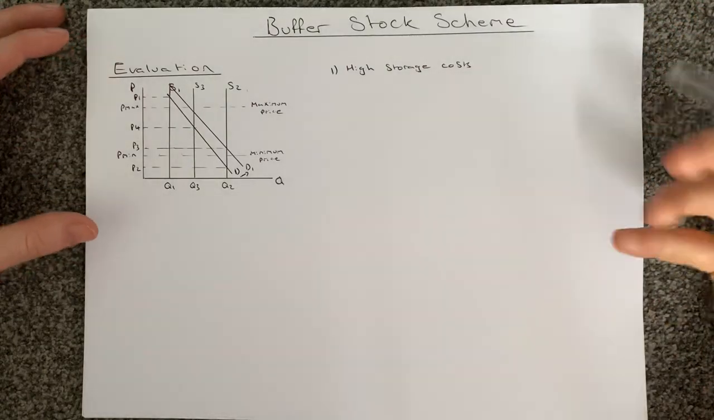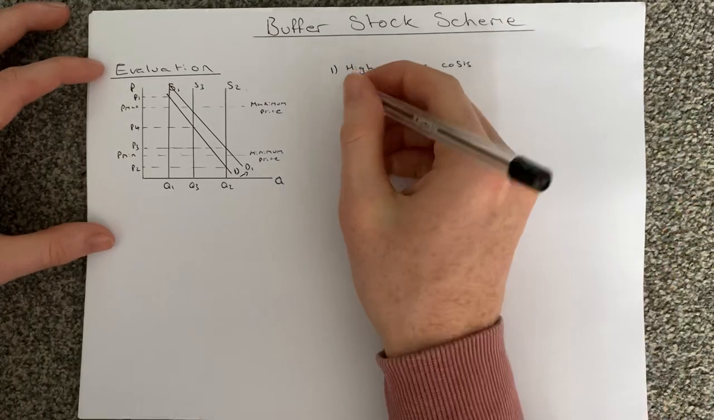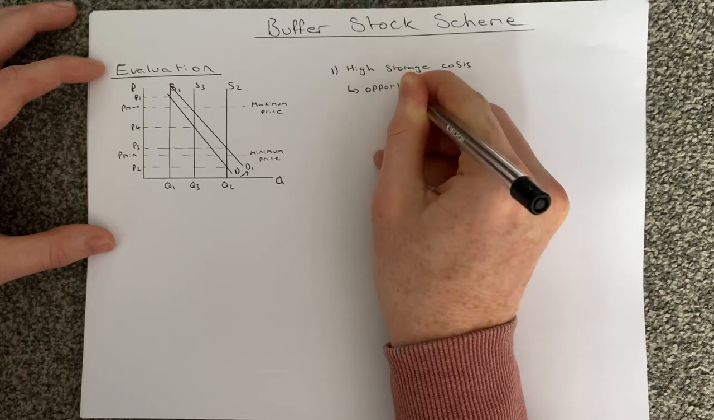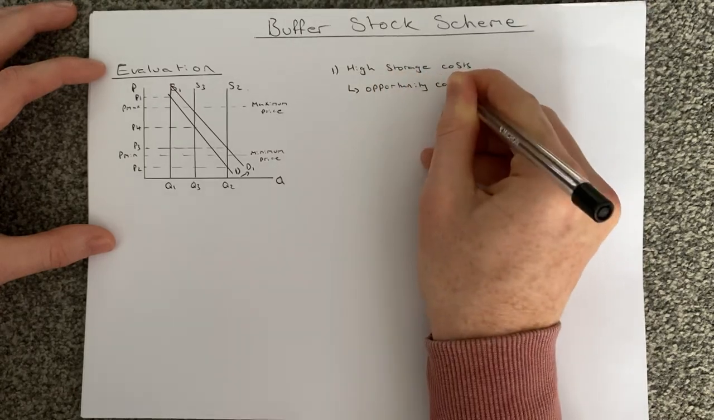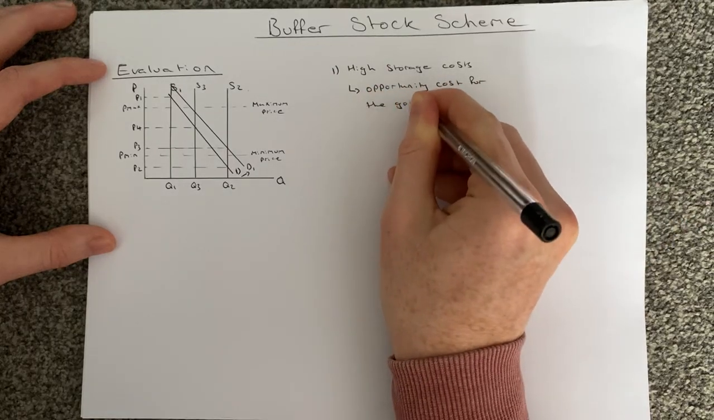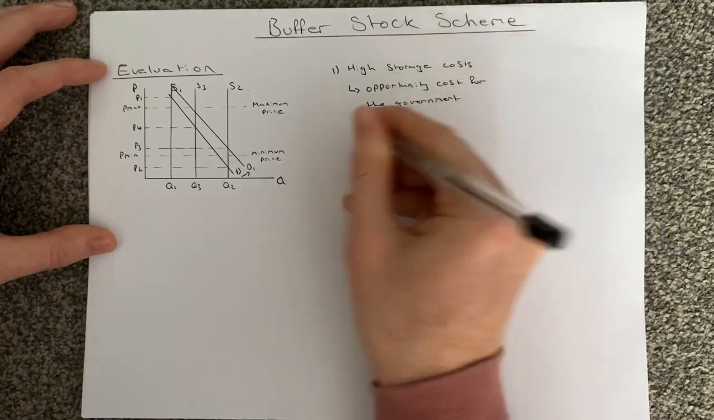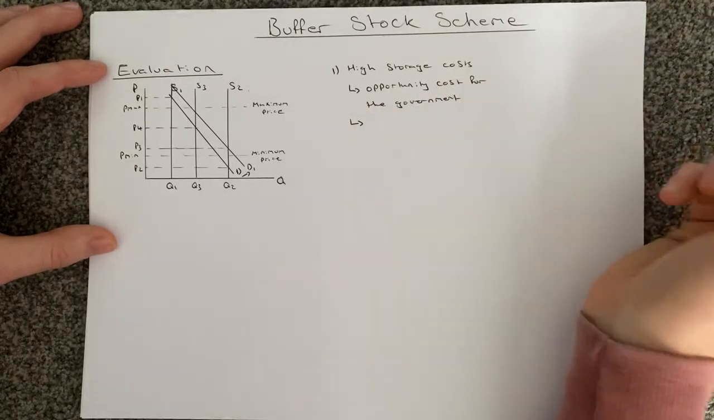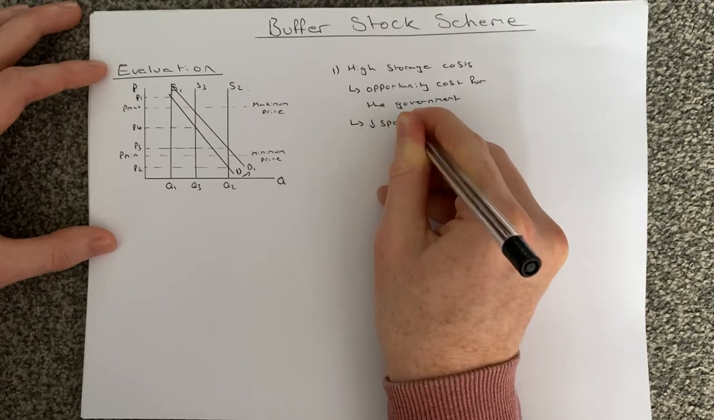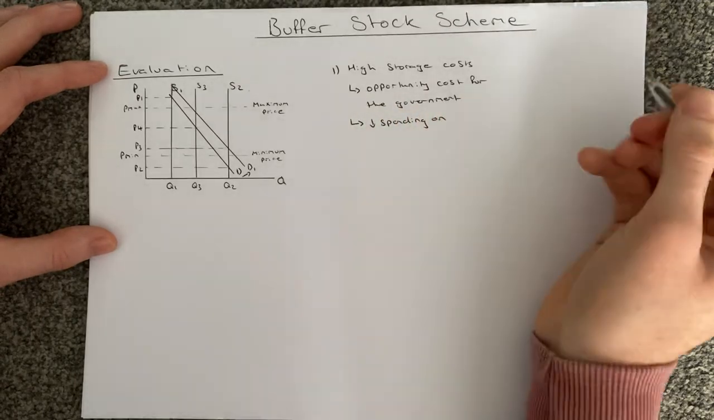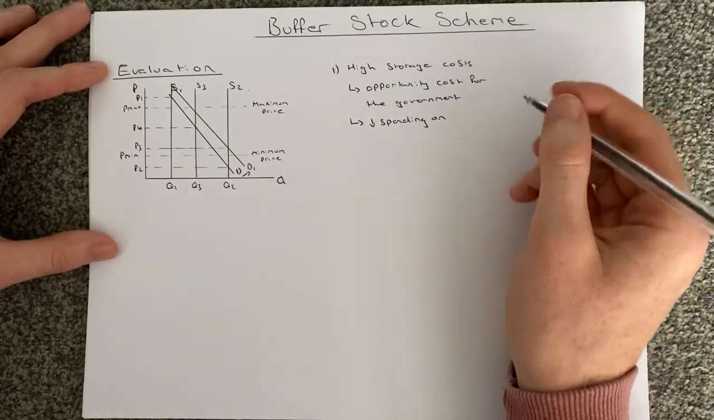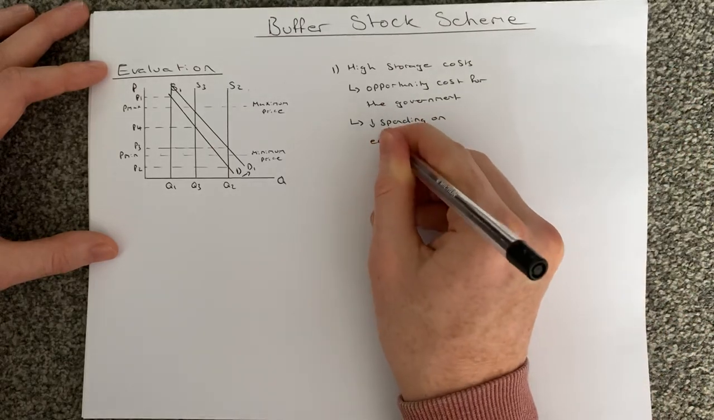So we just need to make sure we elaborate and expand upon this point of high storage costs. So the high storage cost is going to come at an opportunity cost for the government. And therefore, what we may see is reduced spending on other areas of the public sector. So reduced spending on education or healthcare, for example.